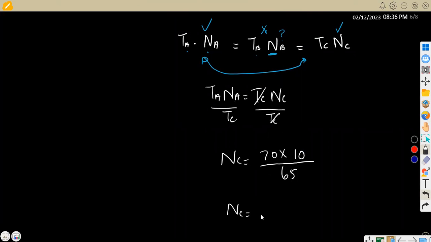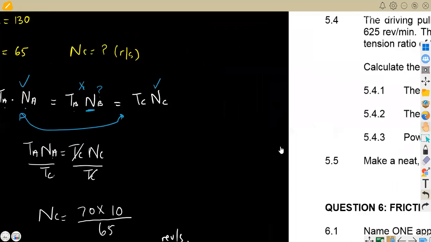You're going to obtain something like 10.769, and so on, which is in revs per second. Or you can write it as rev per second like that. Okay, so still it's one and the same thing. So this is what you're going to have as the speed for C in revs per second. All right, we move on to the other part of the question, which is 5.4.